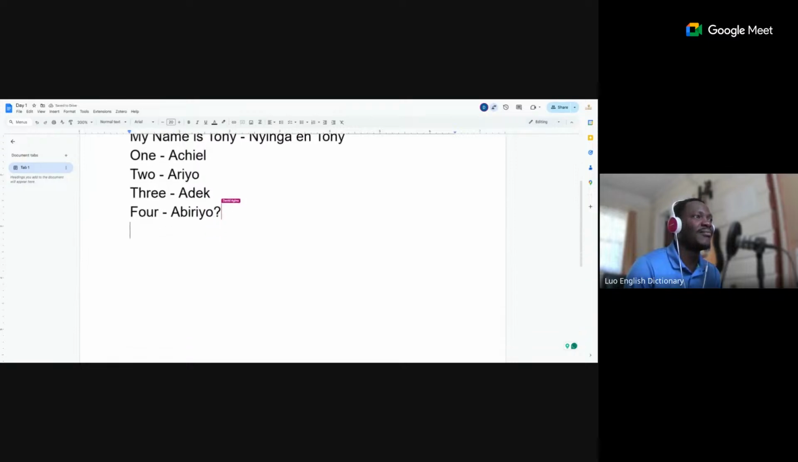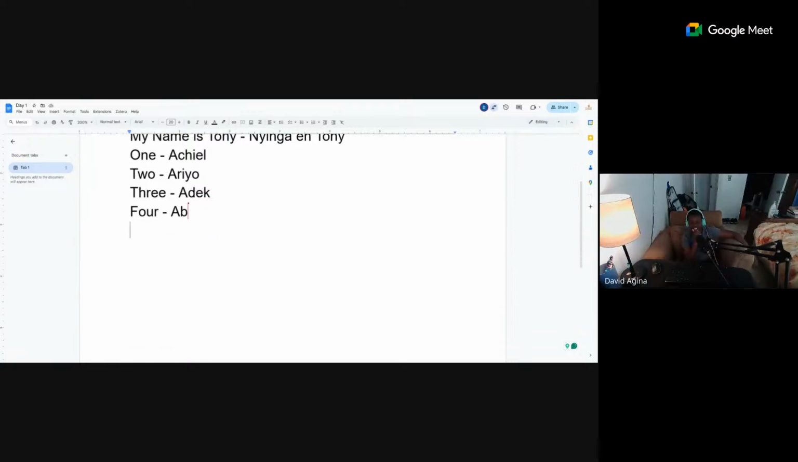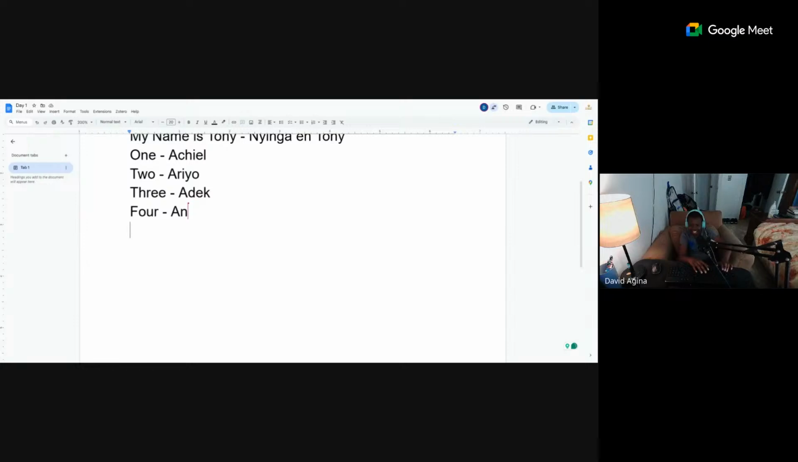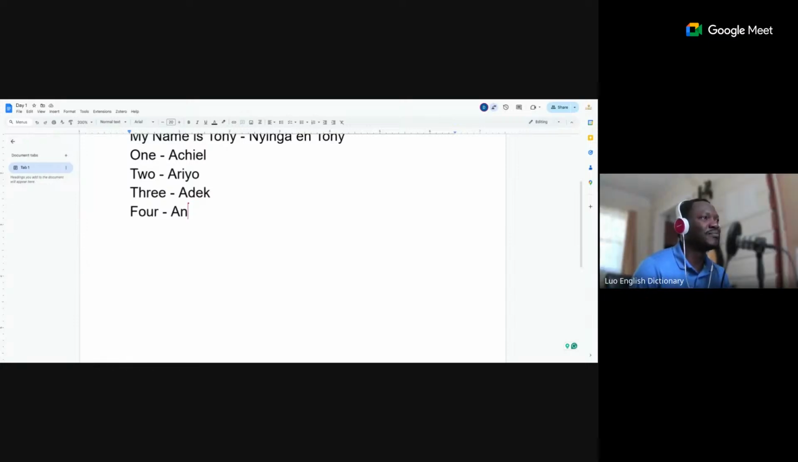Then 4. It starts with AN. Try and remember. Angwen. So Angwen is not written like that. You see, between a G and a W, you put an apostrophe. Yeah, like that. Angwen. Yes. Then 5.